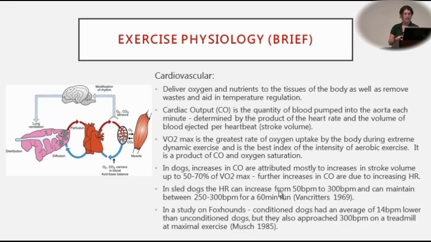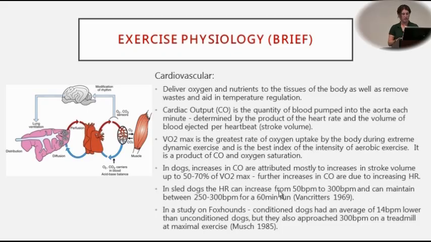Our VO2 max is the greatest rate of oxygen uptake by the body during extreme dynamic exercise and is the best index for the intensity of aerobic exercises. It's a product of cardiac output and oxygen saturation. In the dog, increases in cardiac output are attributed mostly to increases in stroke volume, up to 50 to 70% of their VO2 max. Further increases in cardiac output are due to increasing of the heart rate.